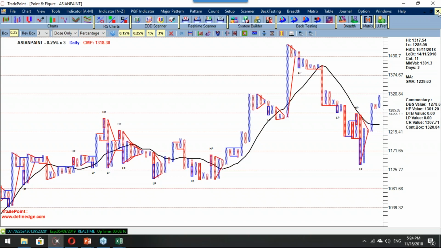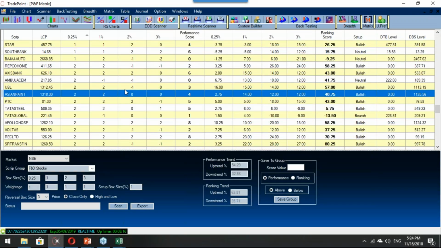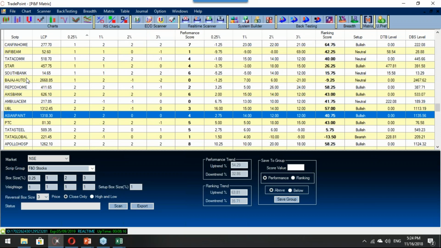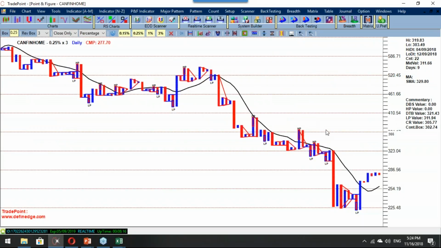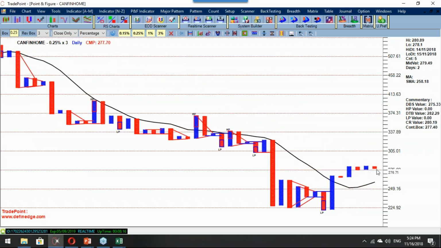Okay, there is a second category wherein the setup is still bullish, because the trend is bullish, price is above the moving average, and the pattern is also bullish because we have triggered a buy signal and price is in a column of O. Do you understand the distinction between the Canfin Homes chart and the Asian Paints chart?